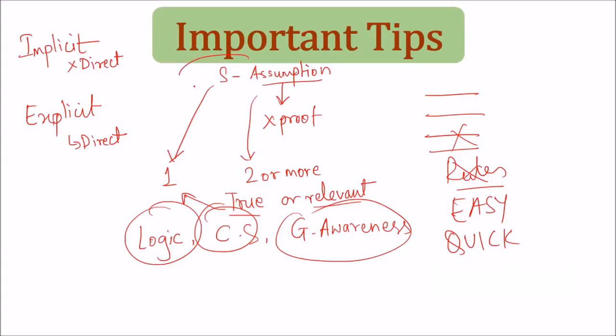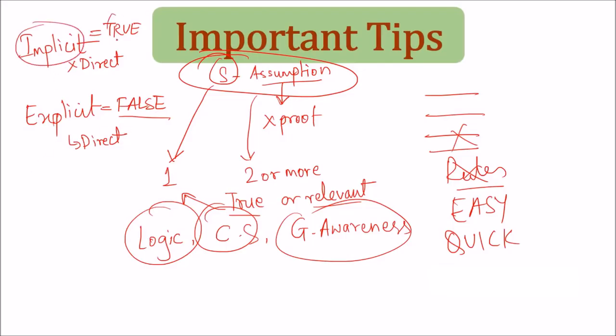But in sums related to statement assumptions, implicit means true and explicit is opposite, that is nothing but false. So if an assumption is implicit, that means whatever statement is given, we can derive the assumption from it, the assumption is true. If the assumption is explicit, that means the assumption is false. Explicit assumption means it is false. We cannot directly derive it from the statement, or we cannot assume directly from the statement. Now remember, implicit true, explicit false.